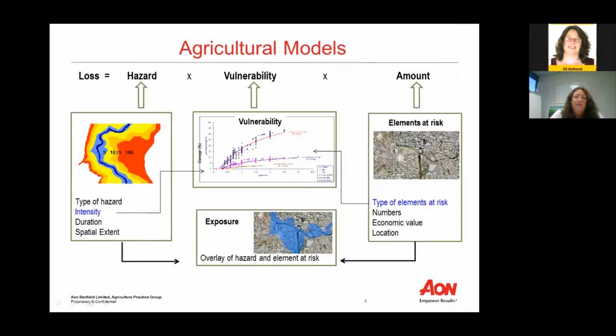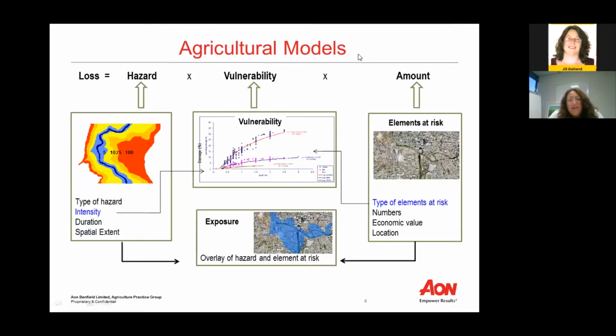All of these are very interrelated, so generally the higher the intensity, the greater the spatial extent. Again, with the duration as well, the longer the duration, the greater the spatial extent. So you need to find correlations between those as well. Once you've identified what your hazard is, and in terms of agriculture, generally the hazards tend to be droughts, major floods, cyclones, and large fire events as well.